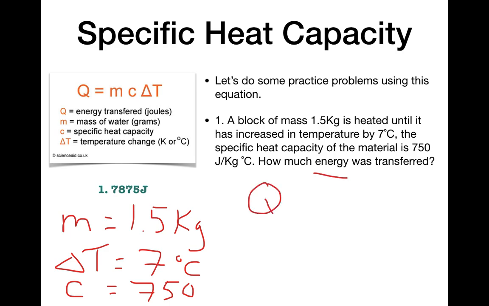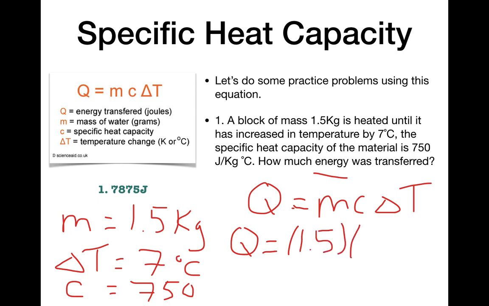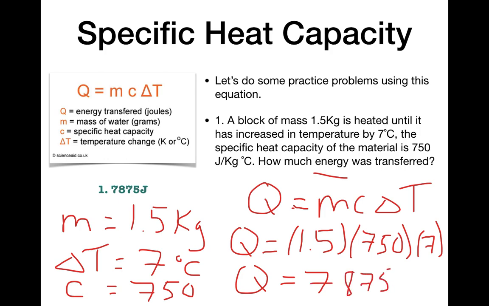Well, I have my formula, Q equals mc delta T. I have to always write my formula. And then I'm going to take my values and substitute them. It's going to be hard to fit with the units. You guys should put the units, but my iPad is too small to do this properly. So 1.5 times 750 times 7. So Q is going to be 7,875 joules. Okay, that's the first one.